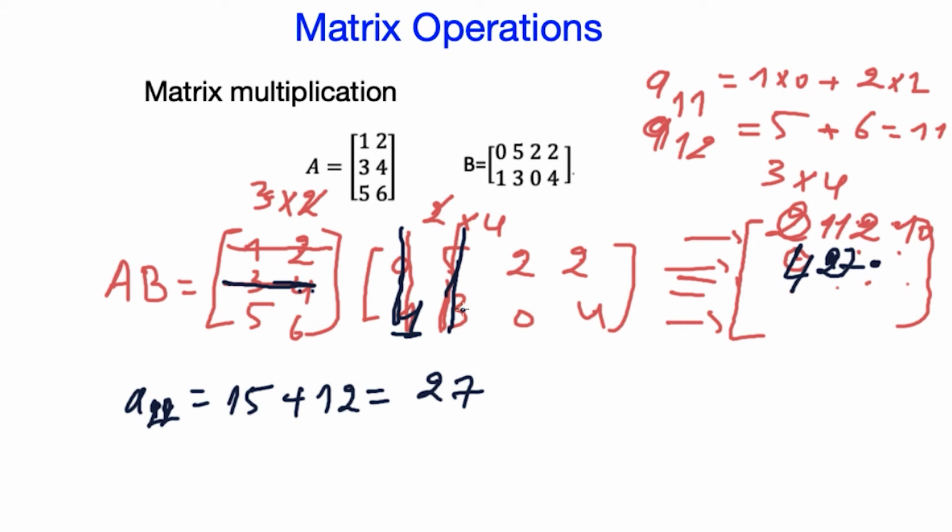And the third entry here is this row with the third column, so we get 3 times 2, which is 6, plus 4 times 0, which is 0, so this value is 6. And for the last entry in this row, it is 3 times 2, which is 6, plus 4 times 4, which is 16, so 16 plus 6 is 22.